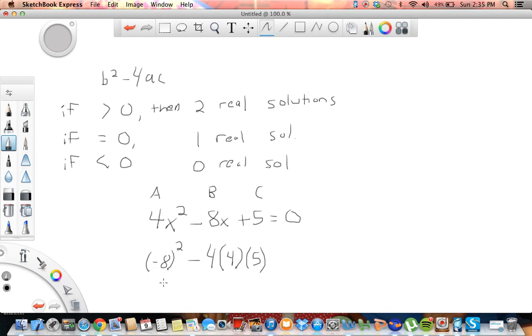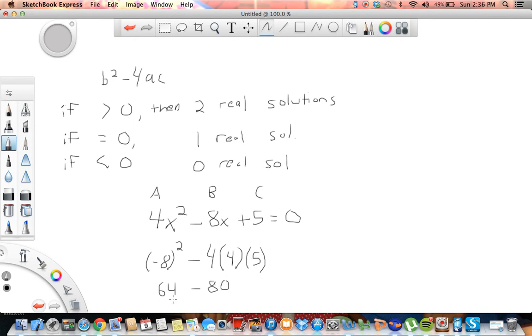(-8) squared gives me a positive 64. And again, if you don't put the parentheses around it, it's going to give you the wrong answer, because the calculator is going to do order of operations and give you a negative 64 here. So always make sure you put parentheses around that -8. And then we have -4 times 4 times 5, which gives me -80. So we have 64 minus 80.